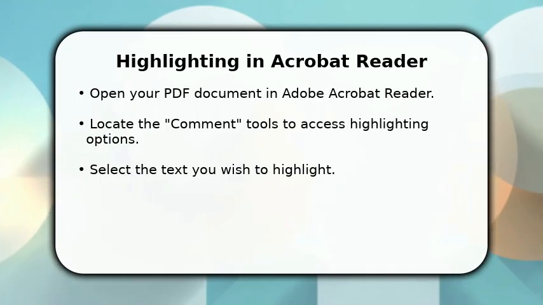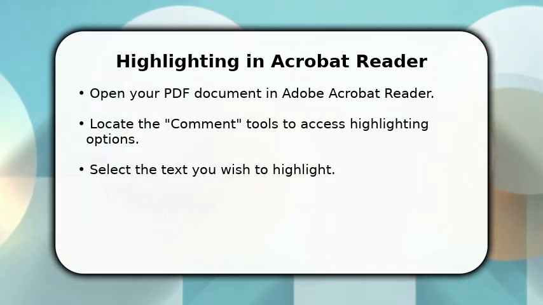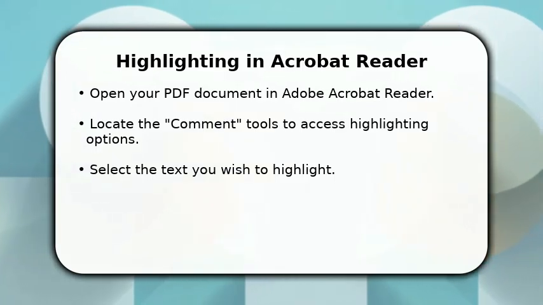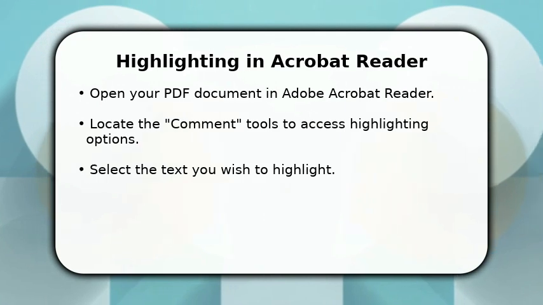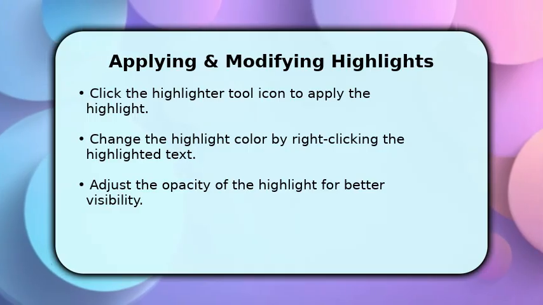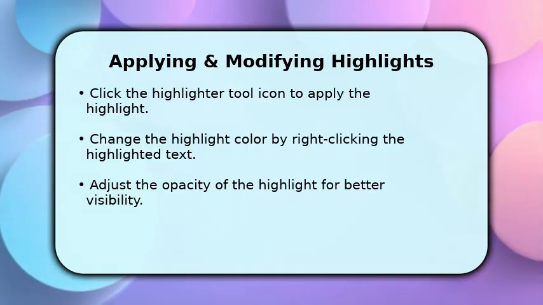This initial step is crucial for activating the highlighting function, preparing your document for clear and effective annotations. It's a straightforward process to get started. After selecting your text, click the highlighter tool icon, often yellow, to apply the highlight with one click.